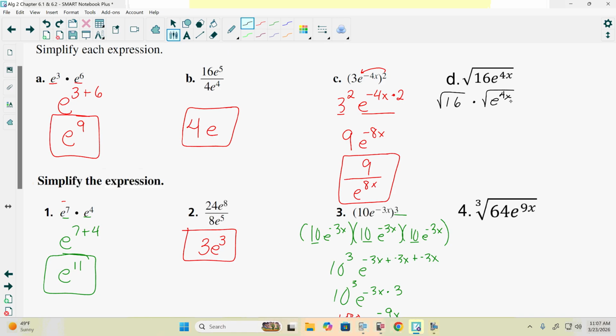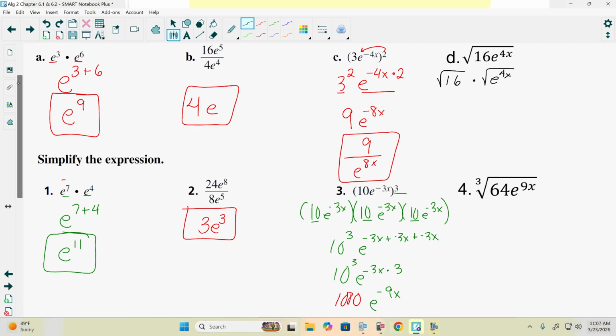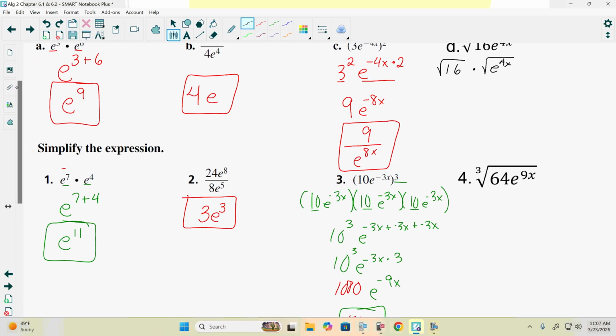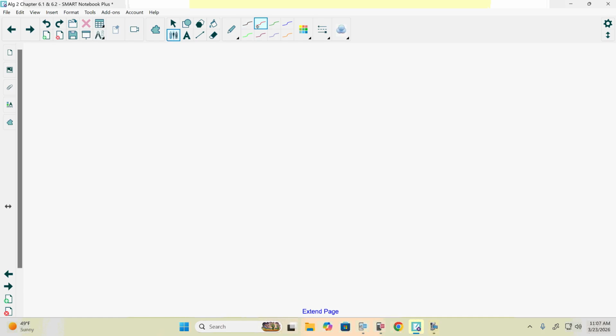The reason we do this is because the square root of 16 is just saying what times itself is 16, and we know that is 4. Now the square root of e to the 4x, we're trying to see what times itself gives us e to the 4x. Well, we don't know. And one property that we have, and we'll talk about it more later in the year, is this here.